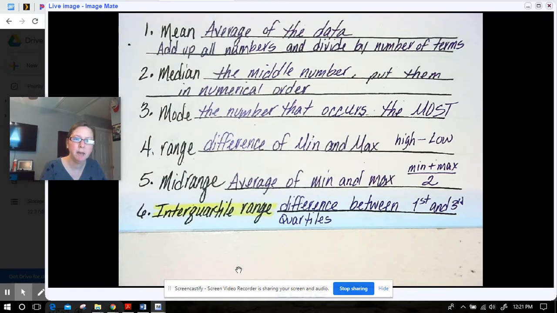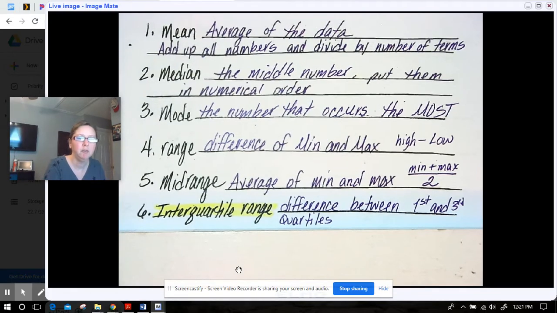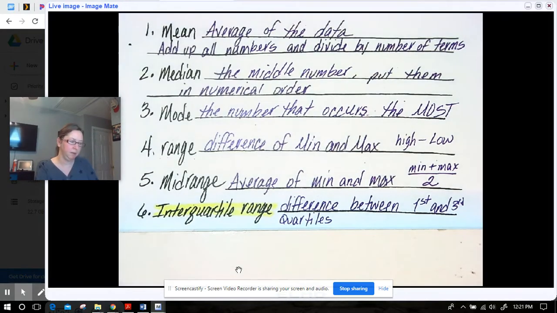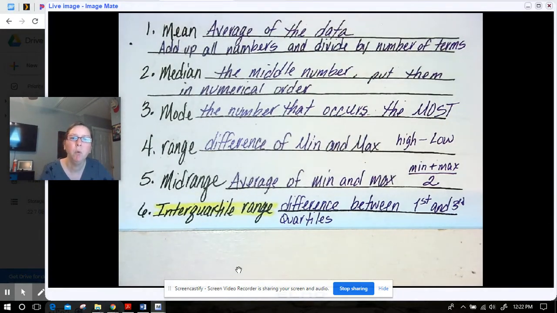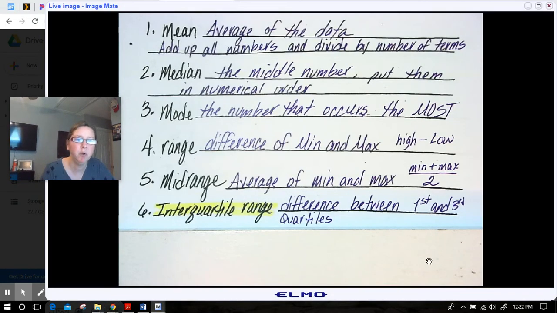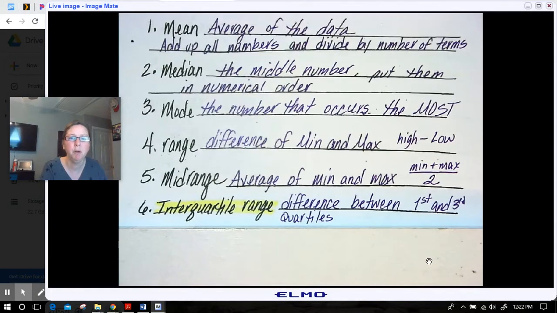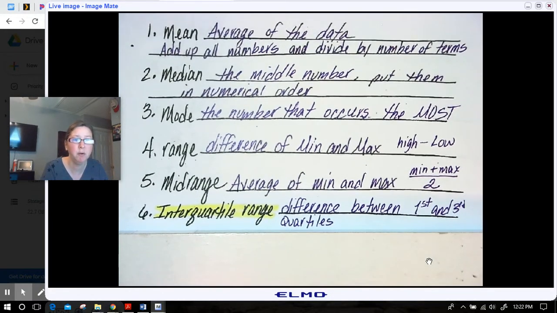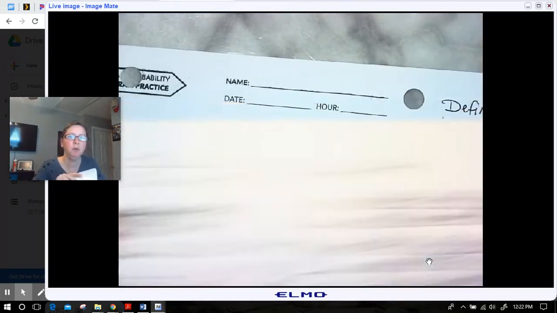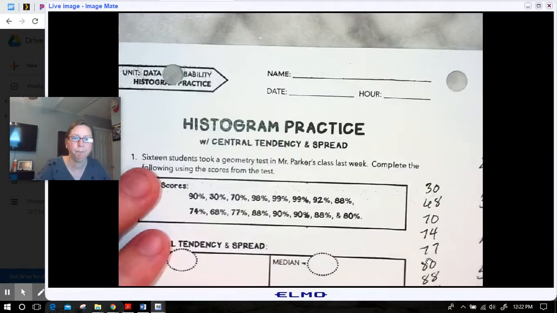So let's go ahead and use this information and start to work our way through our histogram practice. So what you can do is go ahead and print this set of notes. I've uploaded it for you and you can just fill it in. Or if you don't have a printer, you can just copy these notes down on your own sheet of paper. It's important that you have these notes while you're completing your practice so they can help you out. All right, so let's go look at practice number 1.